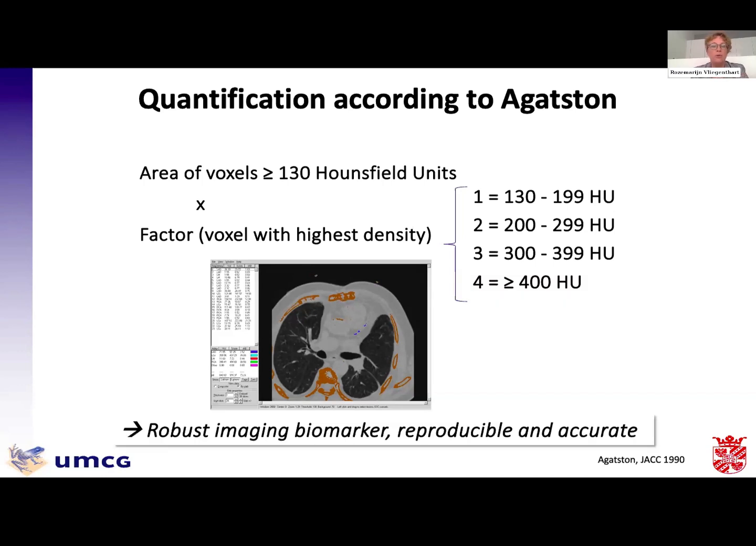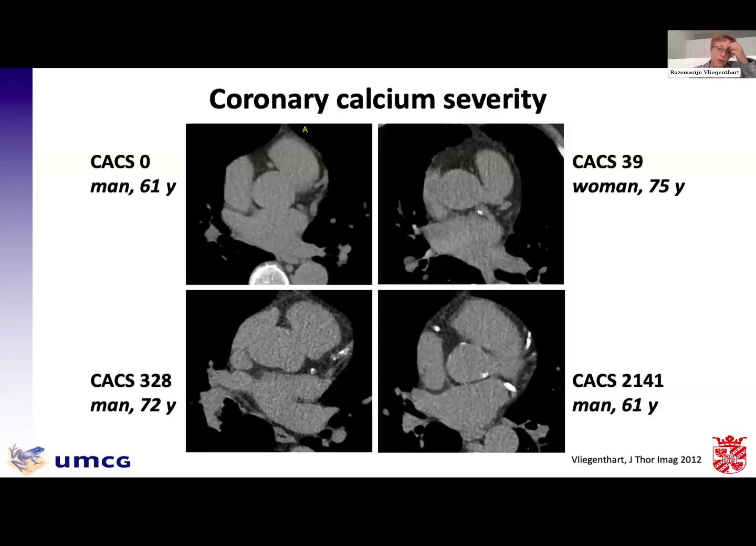And from numerous studies, including phantom studies, repeat CT scans, and all kinds of cohort studies, we know that this is a very robust imaging biomarker that is reproducible and accurate. And I think one of the most robust imaging biomarkers we currently have in radiology. Here are just 4 examples of individuals with different amounts of coronary calcium. Left upper, you see no calcified spots in the coronary arteries, calcium score 0, but the calcium score has a huge range and can go up to more than 2000, as you see in this case on the right lower side.